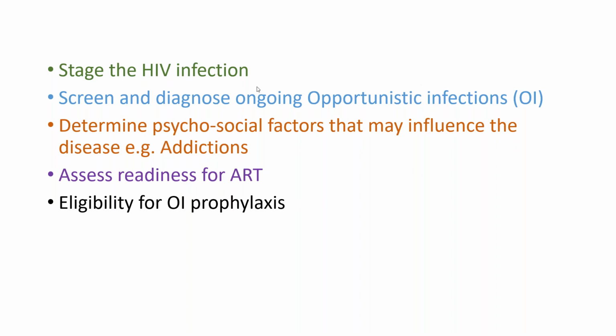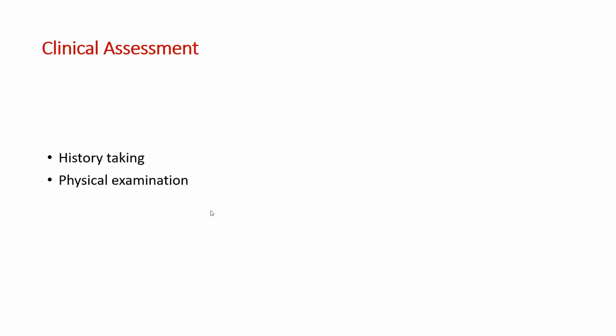And also, since these patients are at a risk for developing opportunistic infections, even if they don't have one now, we need to give what is called opportunistic infection prophylaxis. And there are certain criteria to determine eligibility to receive such OI prophylaxis. And that is part of what we do after the assessment.